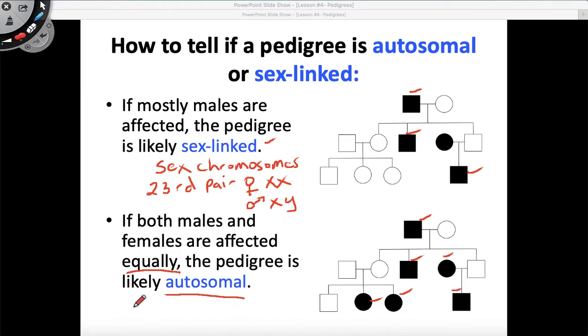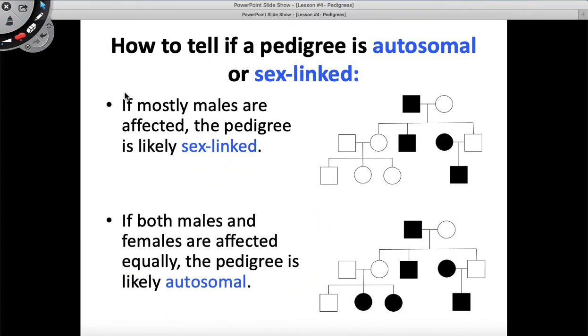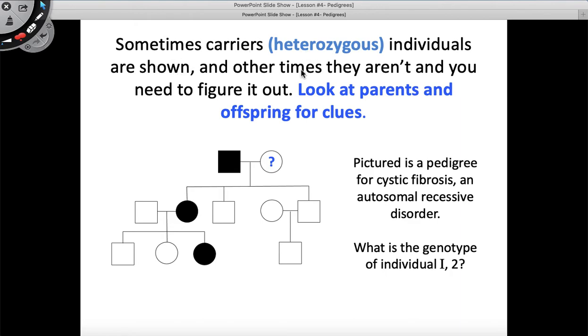Autosomal means the non-sex chromosomes. So in a karyotype, that would be pairs 1 through 22. Sometimes carriers, or the heterozygous individuals, are shown, and other times they aren't, and you need to figure it out. Look at the parents and the offspring for clues.